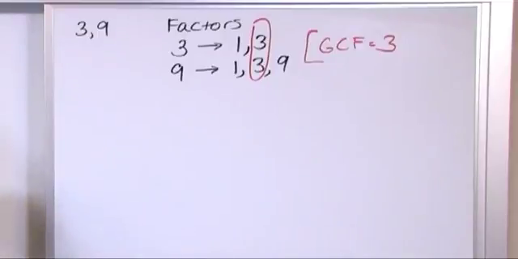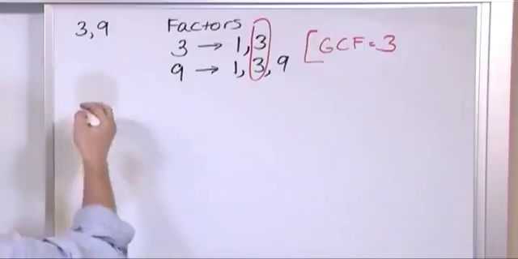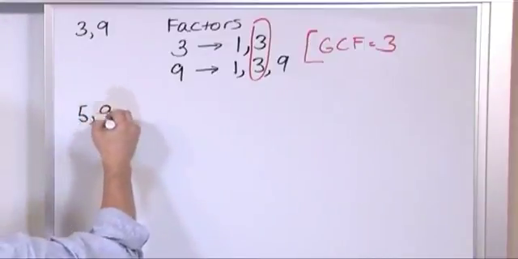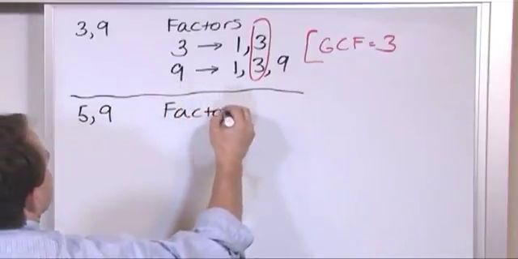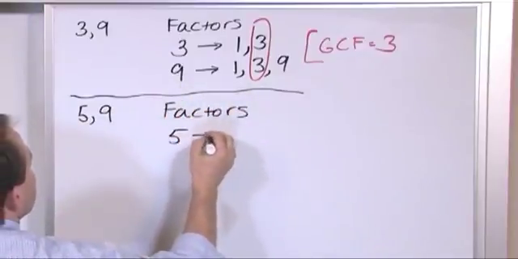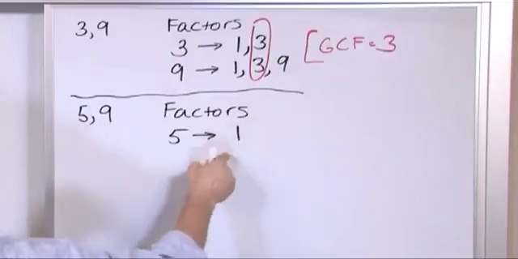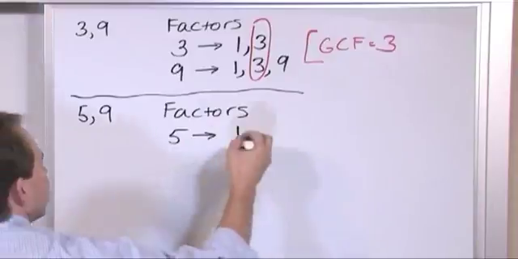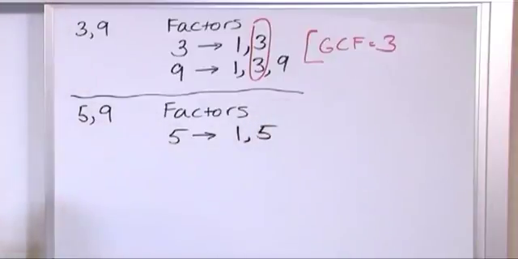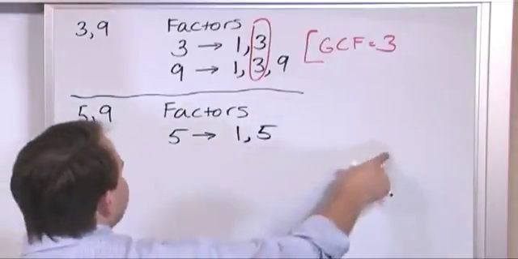All right, next problem. Let's say we have 5 and 9. Okay, so the factors of the number 5, what are they? Well, the number 1 can divide into 5, but 2 can't, 3 can't, 4 can't, so the only other number that you have is 5 that can divide into that. You can't go any higher than 5.